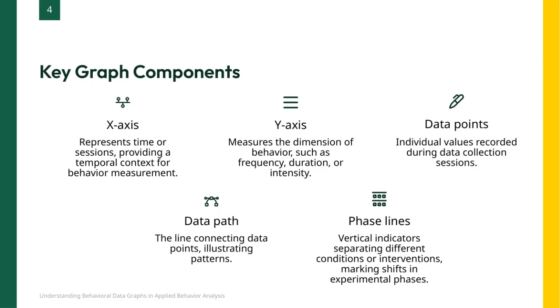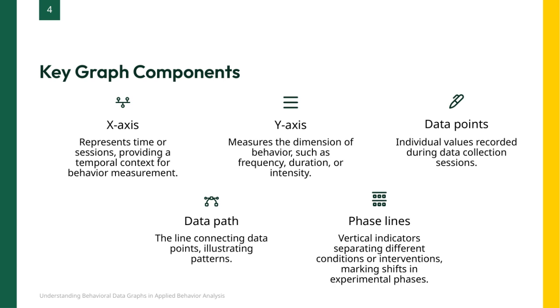Here, we see the key components that make up a behavioral graph. First, the x-axis, which typically represents time or sessions. This gives us a temporal context, allowing us to track how behavior changes over a specified period. Next, the y-axis measures a specific dimension of behavior we're interested in, like how often a behavior occurs, how long it lasts, or its intensity.